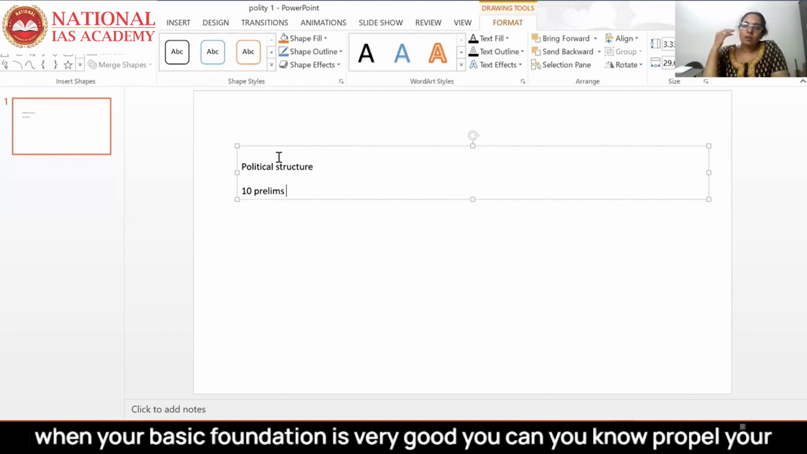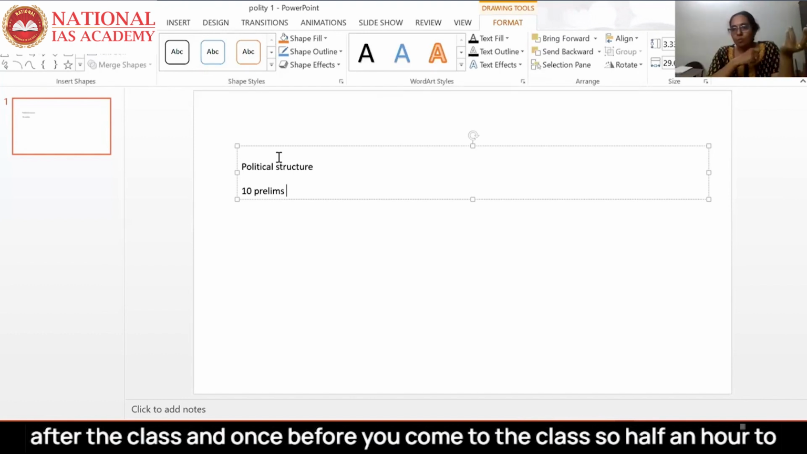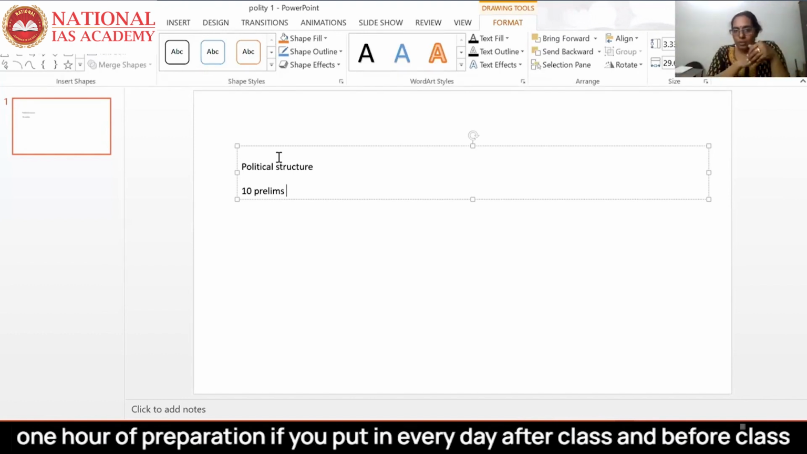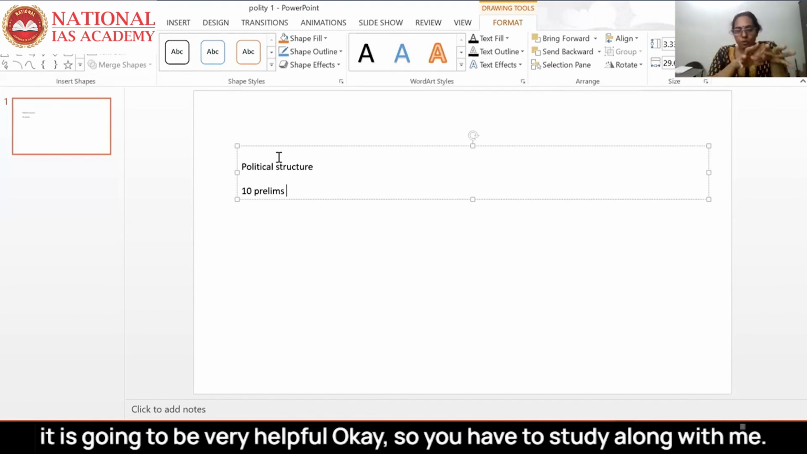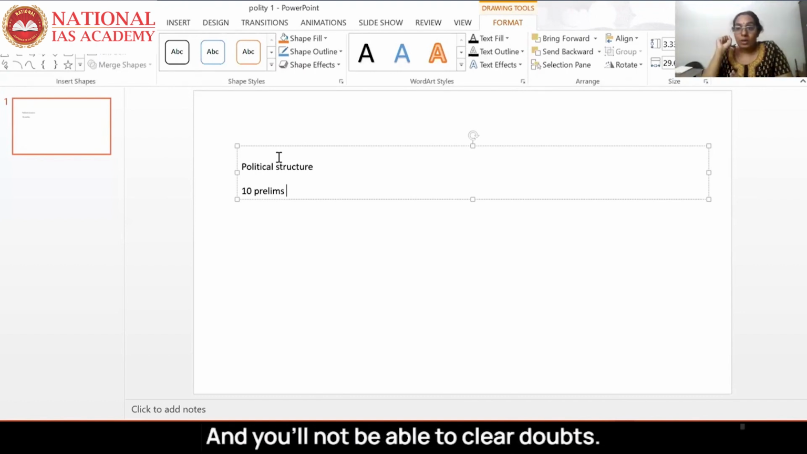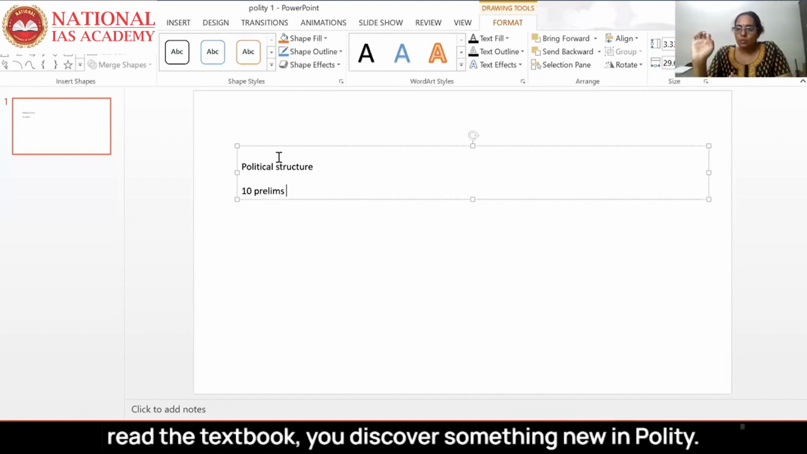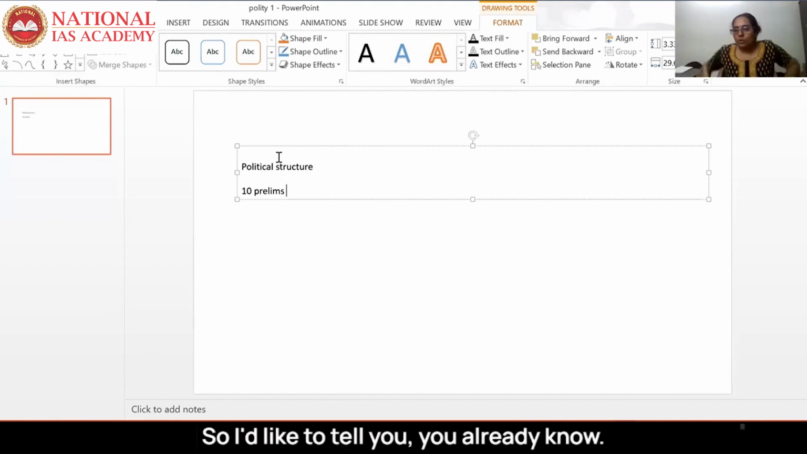And when your basic foundation is very good, you can propel your studies further very easily. So along with me, please read it 2 times, once after the class and once before you come to the class. So half an hour to 1 hour of preparation, if you put in every day after class and before class, it is going to be very helpful. Okay, so you have to study along with me. Don't keep it lagging. If you keep it lagging, then you will never have that mood to prepare also, and you will not be able to clear doubts. Because one thing with polity, I will tell you, every time you read the textbook, you discover something new in polity.